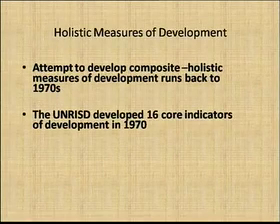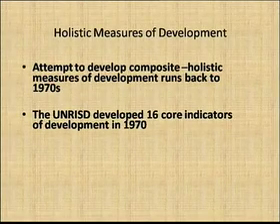The first organization was a UN organization, UNRISD, the UN Research Institute for Social Development. They developed 16 core indicators of development, not just one: 1, 2, 3, 4, 5, 6, 7, up to 16 different measures. And they said if you combine all of them, then you'll get some idea about development.